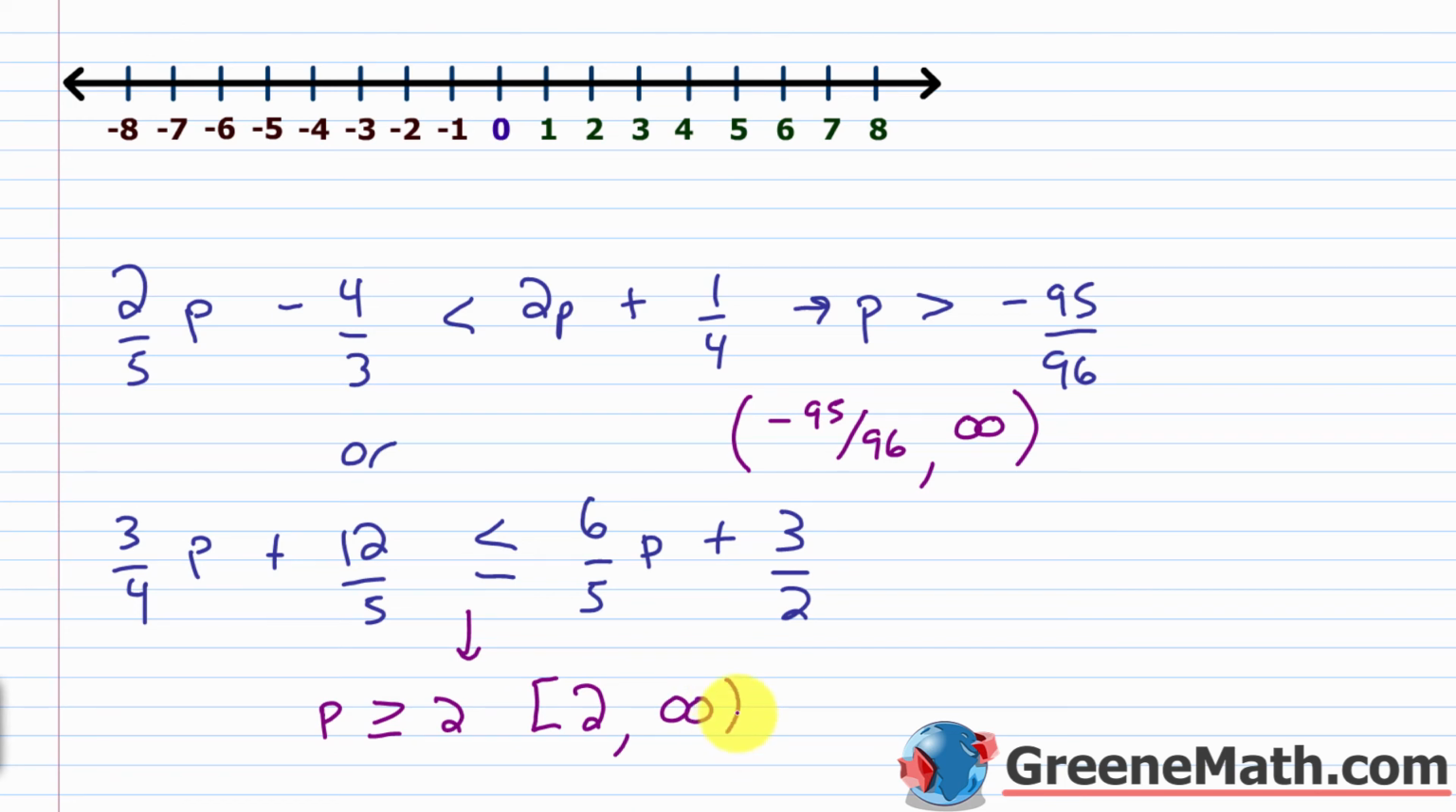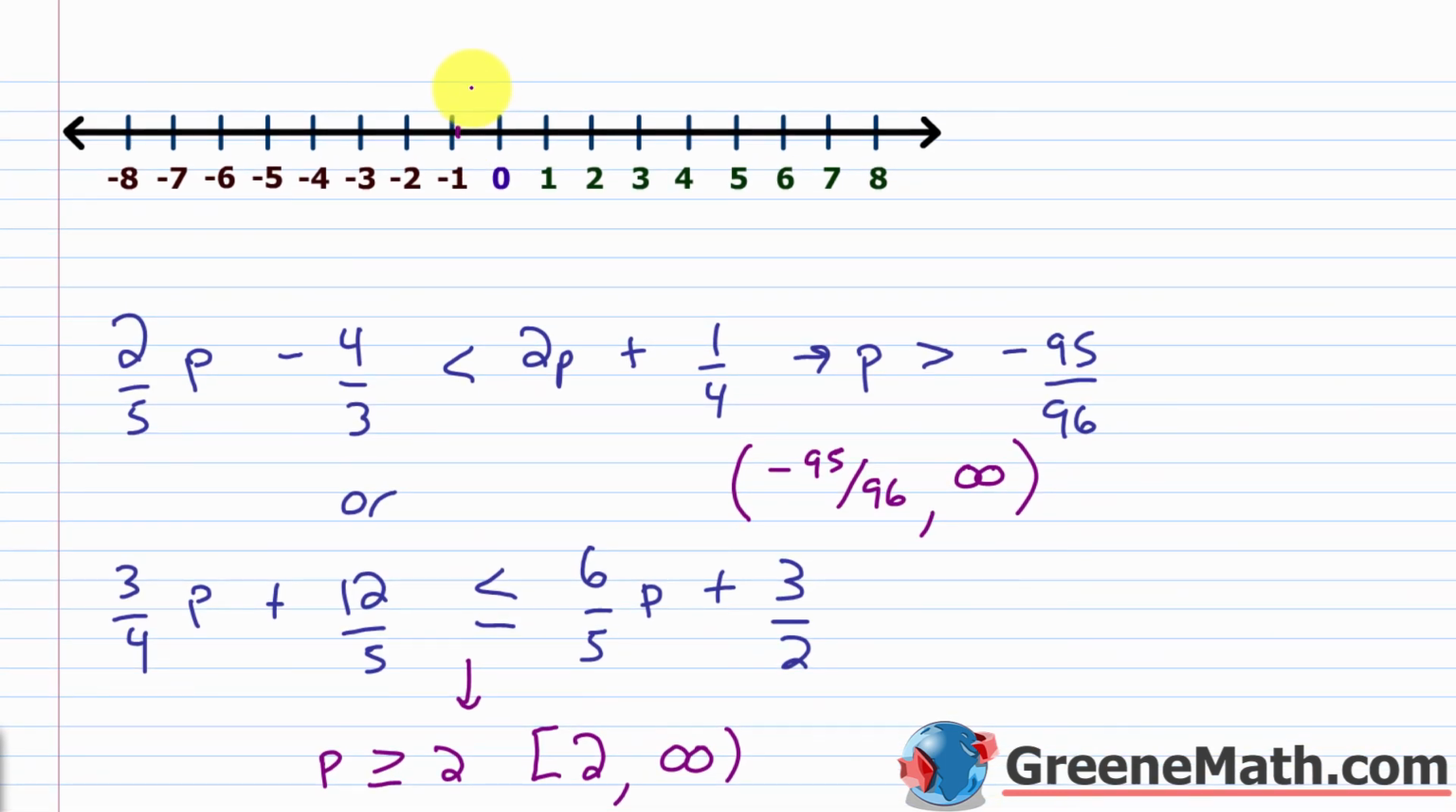Graphically, you can think about this one right here, negative 95 over 96. That's going to be a little bit to the right of negative 1, because it's not quite negative 1. It's a little bit larger. It's a little bit to the right of it, okay? If I had negative 96 over 96, that equals negative 1. This is a little bit shy of that. So let's just put that right here, let's say. Let's say this is negative 95 over 96. And it's anything larger than that, but not including that.